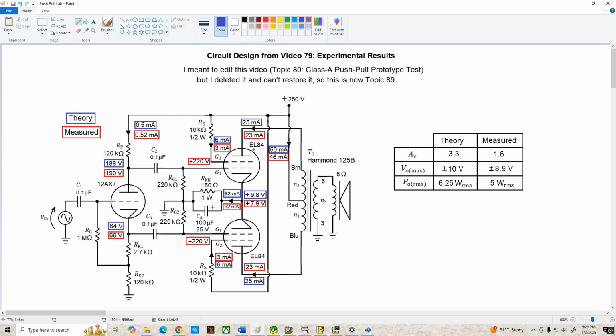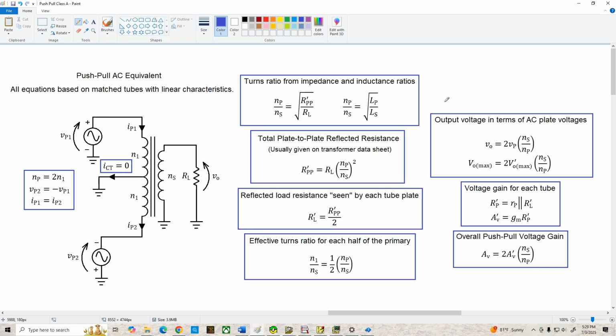Coming back over to the push-pull section for a minute, the AC design and analysis equations we'd use over here are given on this sheet. And we can see that the overall voltage gain of the push-pull stage is 2 times A prime V, that's the gain from plate to grid for each tube, times the reciprocal of the total turns ratio. And as we can see over here on the right-hand side of the schematic, NP is equal to 2 times N1. It's twice the number of turns for each half of the primary.